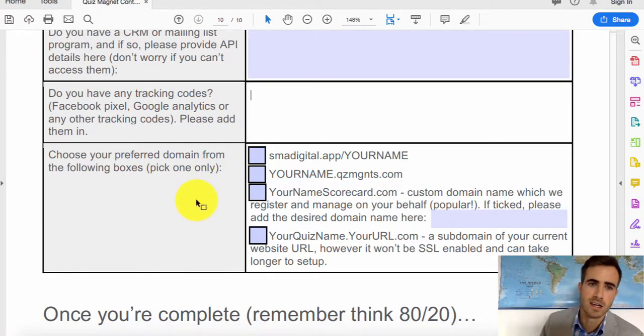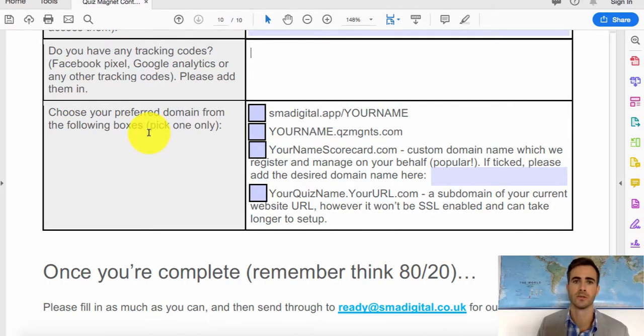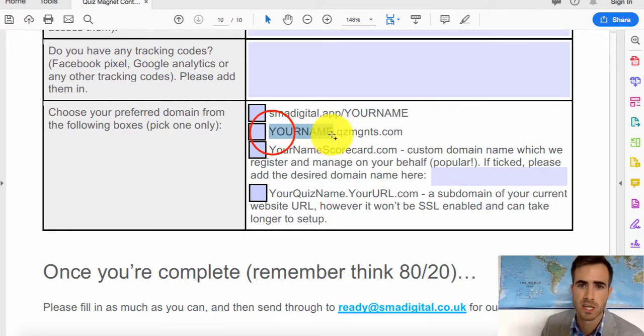And then finally, choose your preferred domain name. Now, this is ultimately where your quiz is going to be hosted at the end. It's hosted on our service, but we can choose different domain name options so that people can find it. A good example here, by default, is smadigital.app/your name or your quiz name, and you can select that if you wish. Now, only select one of these, please. You could also have your name or your quiz name at quizmagnets.com, if you preferred that.